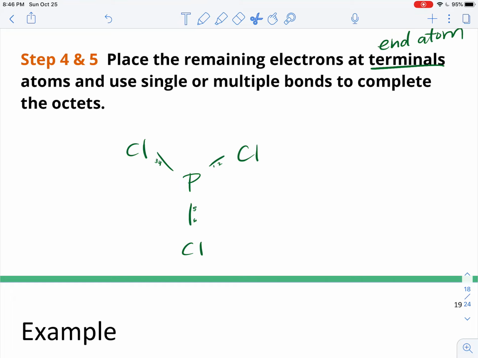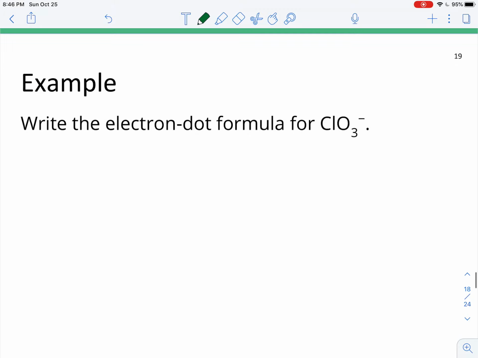electrons on terminal atoms. So this is 7, oopsie, 7, 8, 9, 10, 11, 12, 13, 14, 15, 16, 17, 18, 19, 20, 21, 22, 23, 24. And then I've run out of space, 25, 26. So then I put them on the central atom at the end.